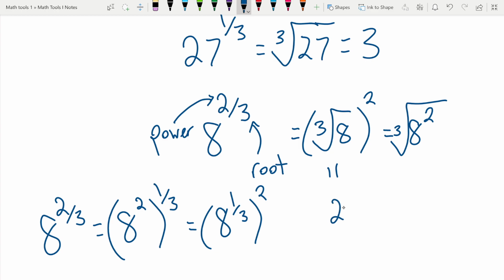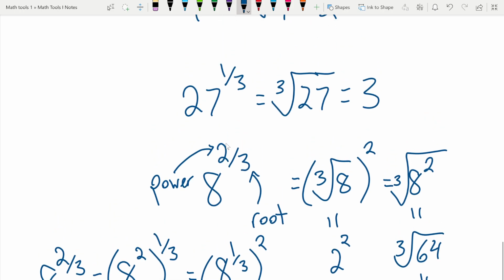The cube root of 8 is 2. So 2 squared is 4. And 8 squared is 64. And the cube root of 64 is also 4. So the order does not matter here. The power is the top number. The root is the bottom number. So these are all of the exponent rules. Like I said, we'll see all these come up again with logarithms, and you can combine all of these rules as well.